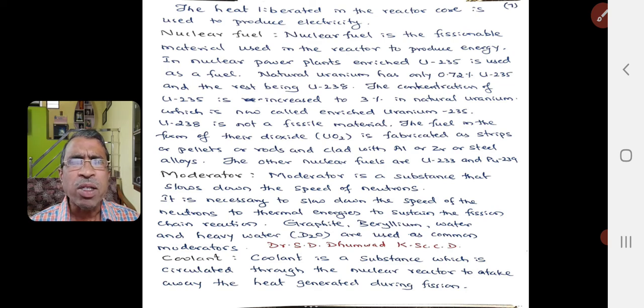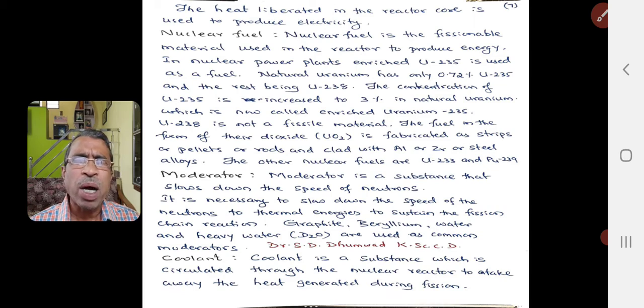The other part is the moderator, which is a very important one. Moderator is a substance that slows down the speed of neutrons. It is necessary to slow down the speed of the neutrons to thermal energies to sustain the fission chain reaction. Graphite, beryllium, water and heavy water, which is nothing but deuterium oxide, are used as common moderators.